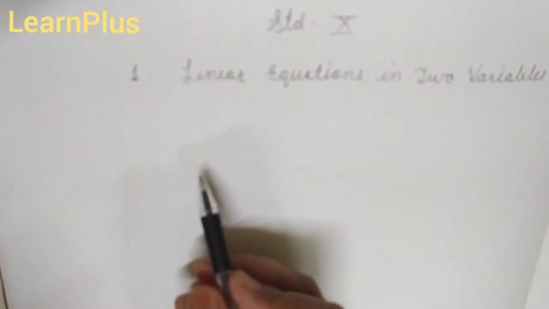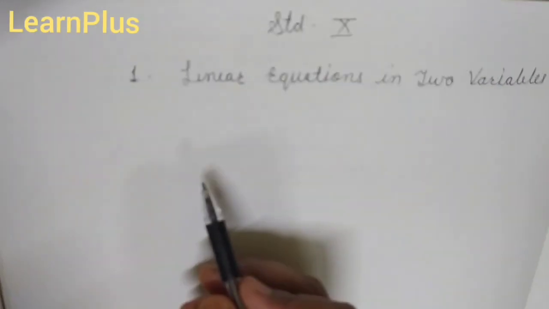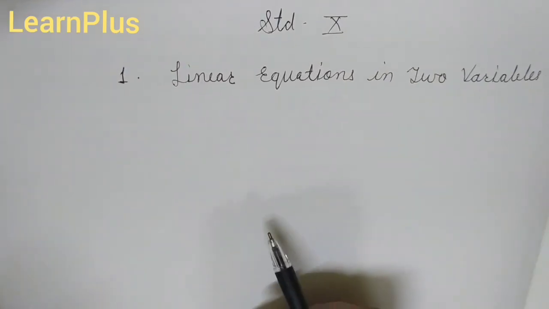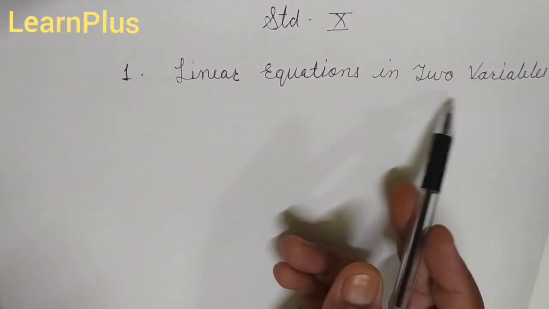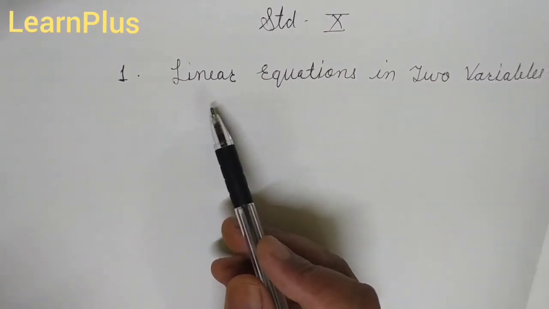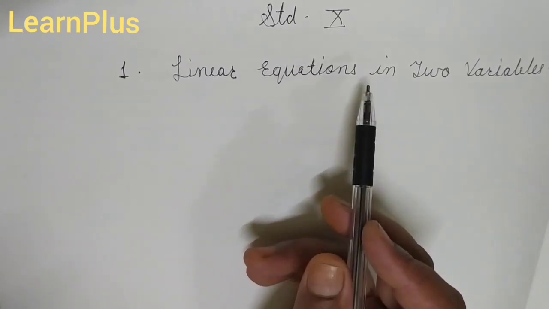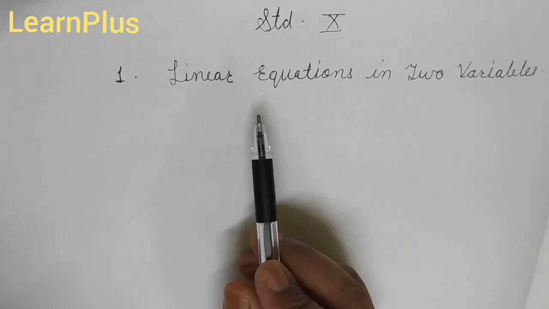Hello students, today we are going to learn 10th standard algebra, chapter 1, linear equation in two variables. First, see what is meant by a linear equation in two variables. An equation which contains two variables, where the degree of each term containing a variable is 1, is called a linear equation.